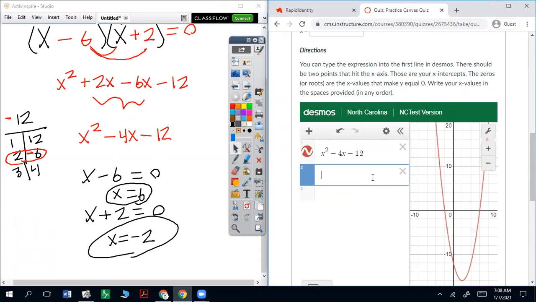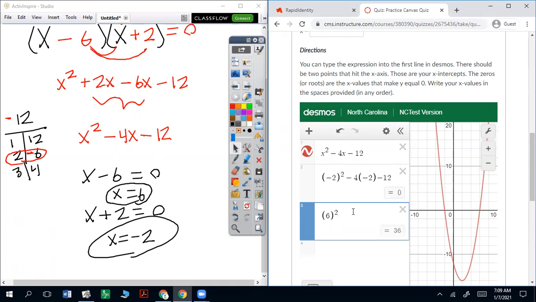In other words, when I plug in -2, 4, +8, -12, that's 0. And when I plug in 6, 36 -24, -12. Both of those give you 0. Those are your zeros of the function.